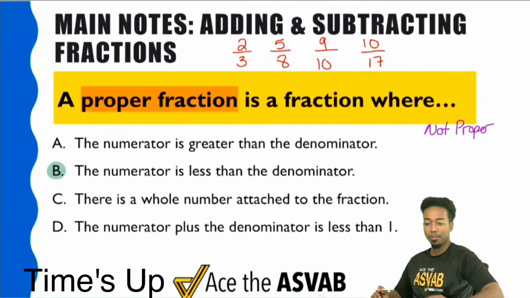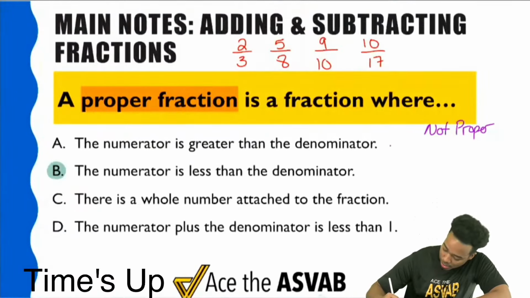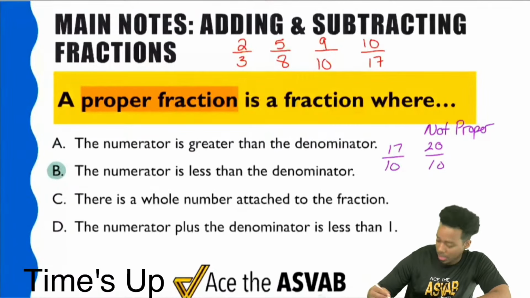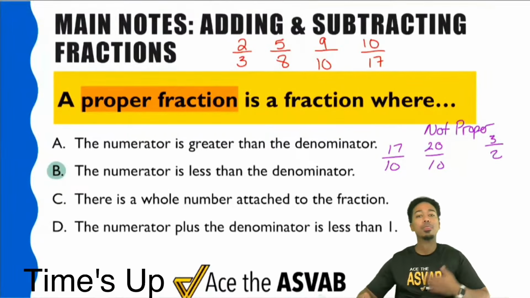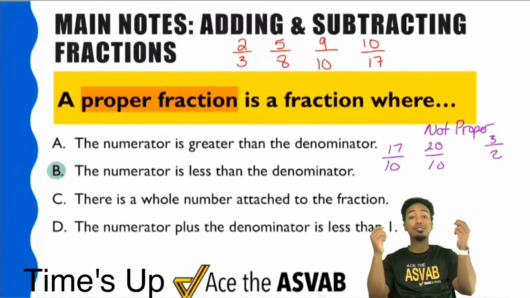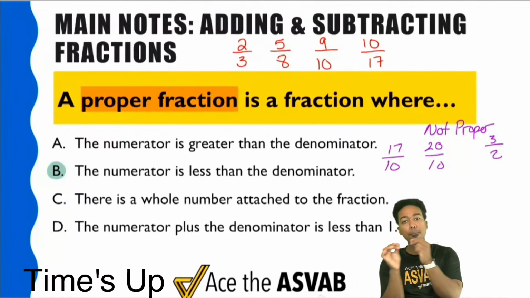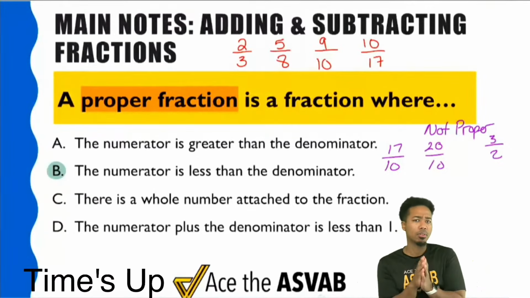What's an example of an improper fraction? Yes, 17/10, 20/10, 3/2. These are all going to be improper. 15/4, 8/5. Long story short, if the top is bigger than the bottom, it is improper. If the top is smaller than the bottom, it's proper. It works out just fine.